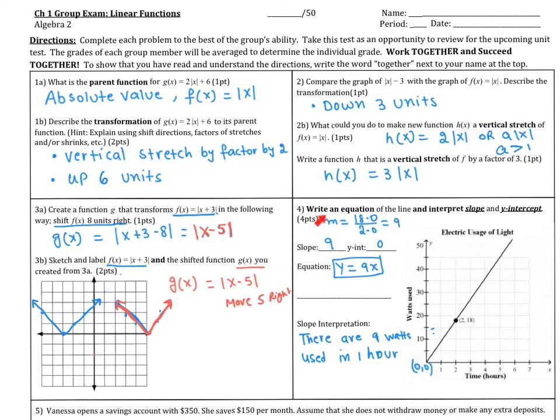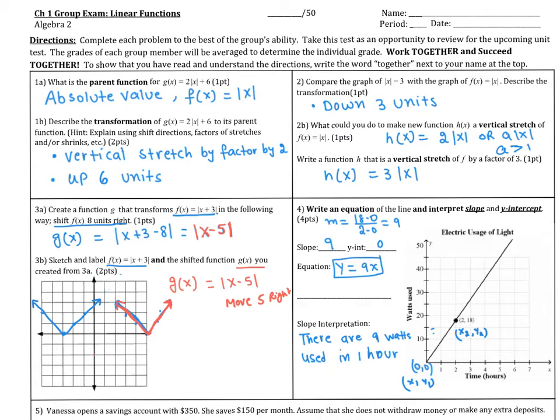Number 4. Write an equation of the line and interpret the slope and y-intercept. I use this point as my (x1, y1) and this one as (x2, y2). Use the formula (y2 - y1) over (x2 - x1). So 18 minus 0 over 2 minus 0. So that's going to be 9. So the slope of the line is 9.